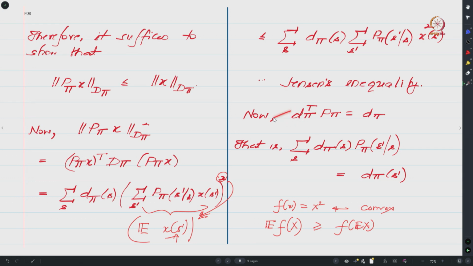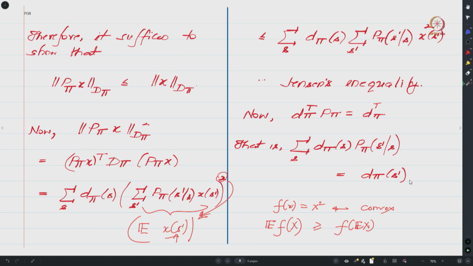Now recall the basic fact about D_pi. So D_pi transpose P_pi should equal D_pi transpose, because your D_pi is actually a stationary distribution. So what this implies is that, this is a row vector, so if you take any particular coordinate of this row vector, let us say we look at the s prime-th coordinate, the s prime-th coordinate is given by the summation over s of D_pi(s) P_pi of s prime given s. So this sum must equal D_pi(s prime), right.